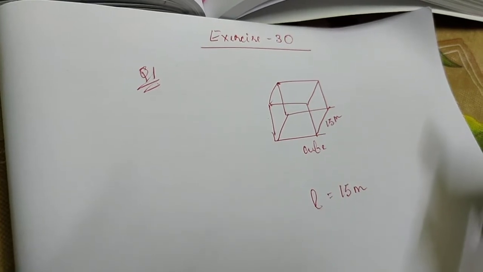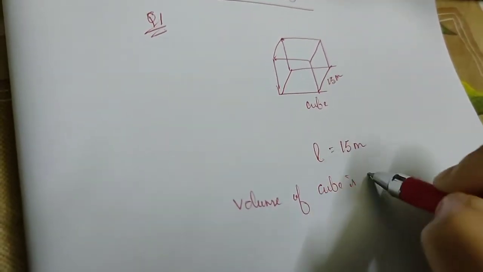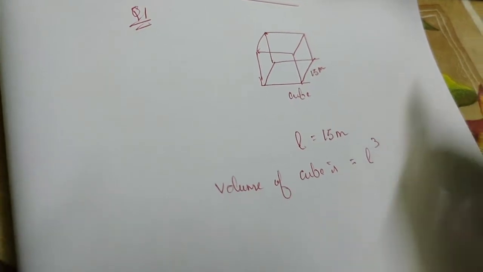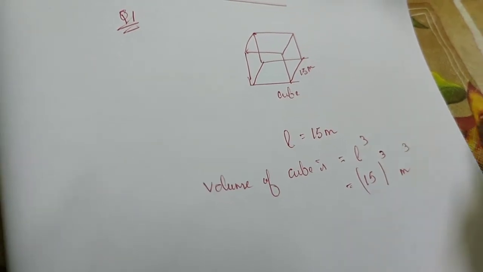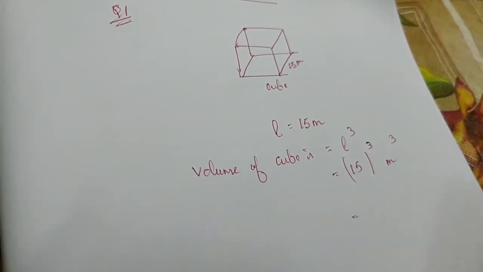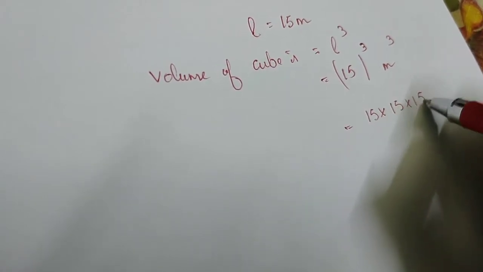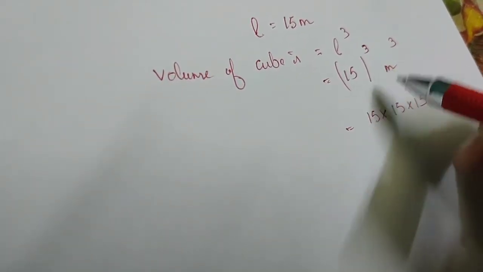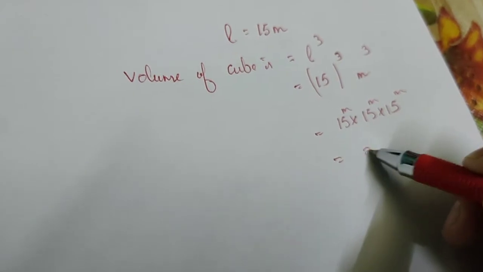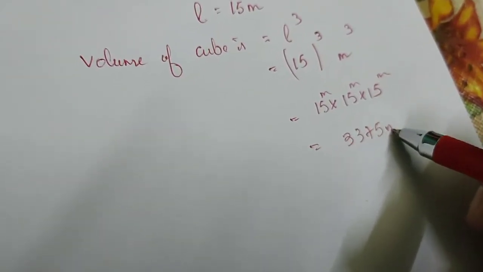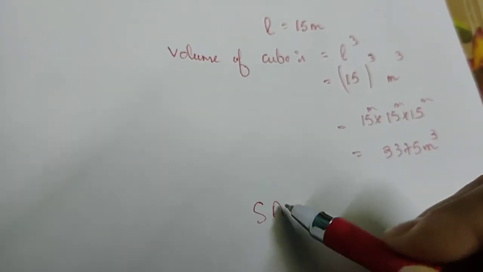Now you have to find the volume. We know volume of a cube is equal to L cube. So 15 whole cube, and then it will be meter cube volume. When you multiply 15 cube, it means 15 is multiplied 3 times. That is why the unit is also 15 meter into 15 meter into 15 meter. So you will get 3375 meter cube. That will be your volume of cube.